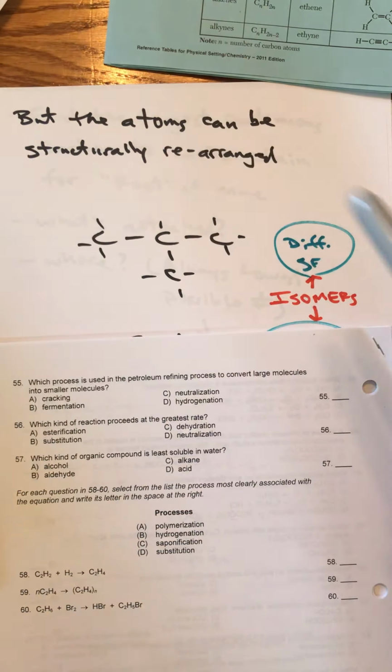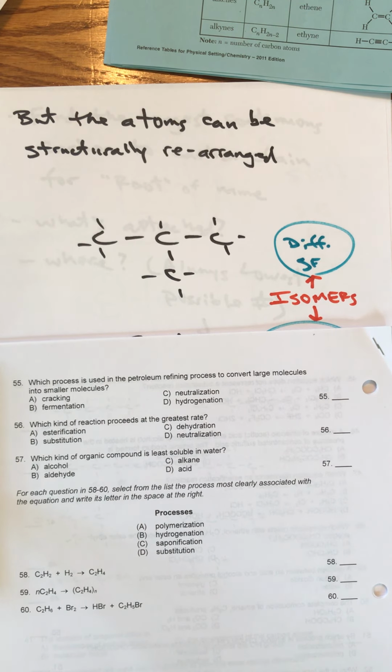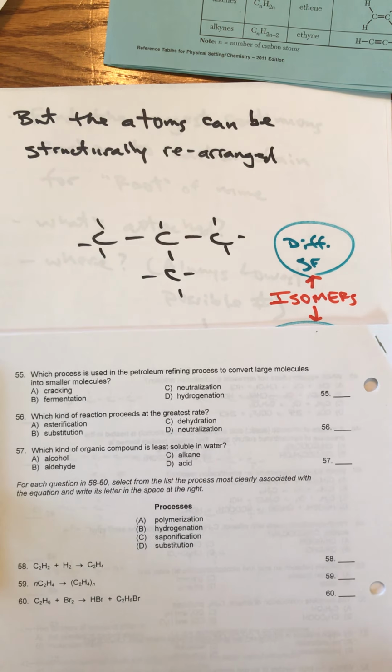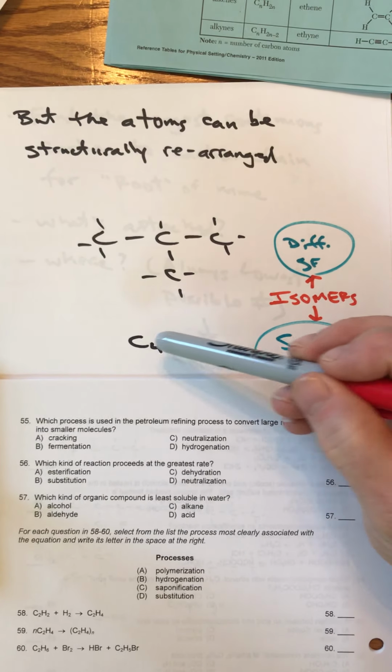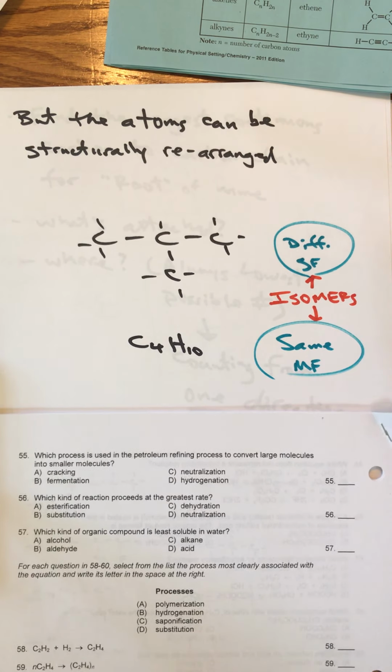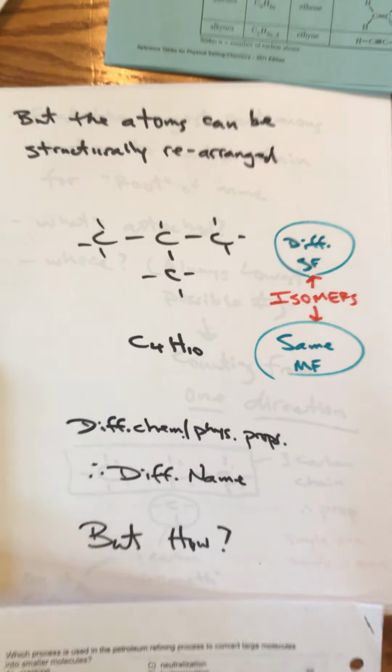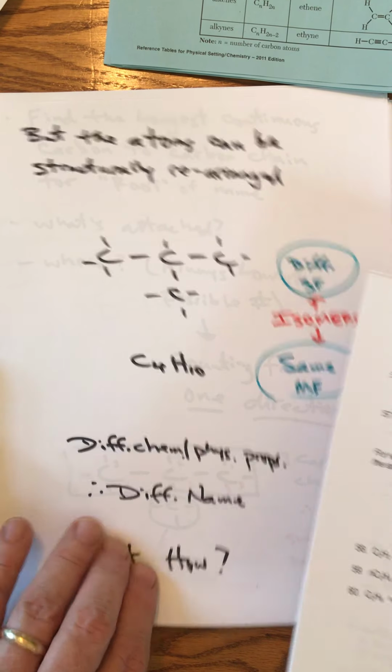They're going to have different chemical and physical properties. They're going to have different boiling points. They're going to have different densities. They're going to have different reactivities. They are not the same compound. You can't call them the same thing. They're going to have the same molecular formula of C4H10, but since they have different structural formulas, they get different names. So how do you do that?